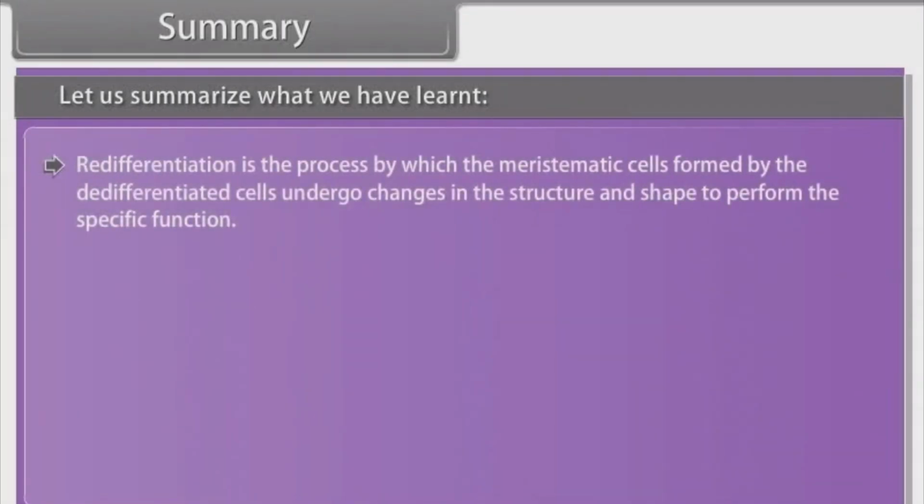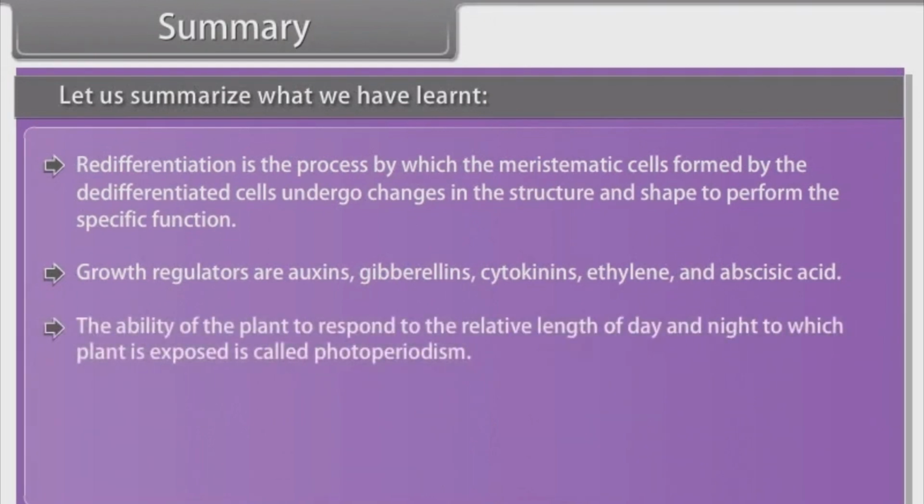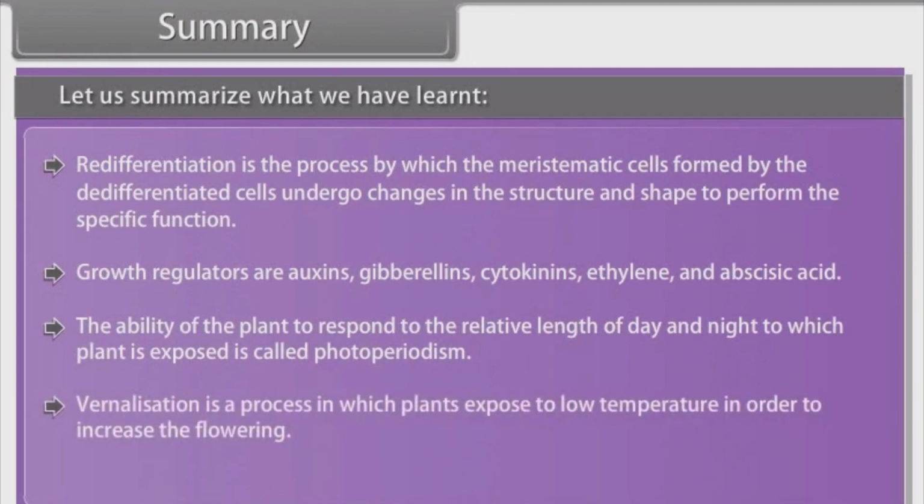Redifferentiation is the process by which the meristematic cells formed by the dedifferentiated cells undergo changes in their structure and shape to perform the specific function. Growth regulators are Auxins, Gibberellins, Cytokinins, Ethylene, and Abscisic Acid. The ability of the plant to respond to the relative length of day and night to which the plant is exposed is called photoperiodism. Vernalization is a process in which plants are exposed to low temperature in order to increase flowering.